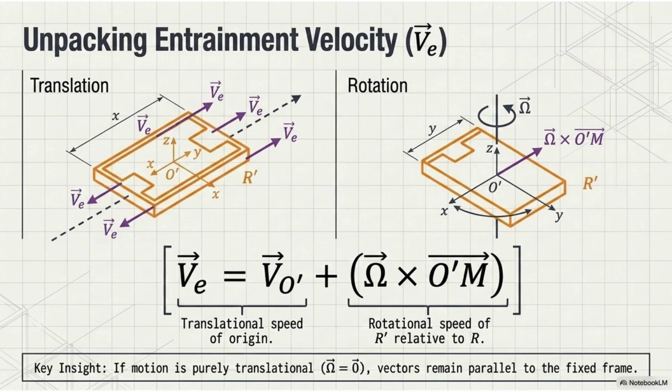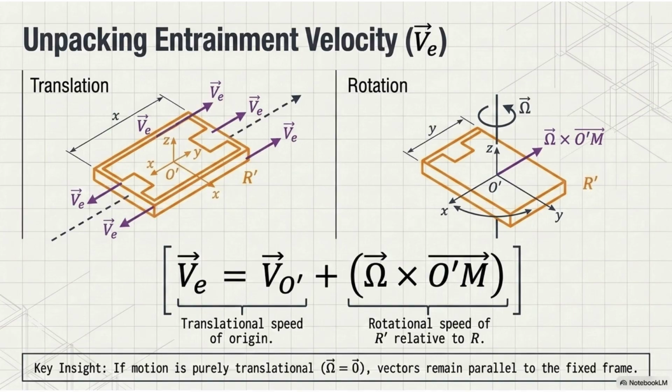The entrainment velocity requires a more detailed examination because it can contain both translation and rotation. The first contribution is translation. If the moving reference frame R' simply translates without rotating, every point attached to the frame has the same translational velocity. In this case, the entrainment velocity is determined by the velocity of the moving origin O'.